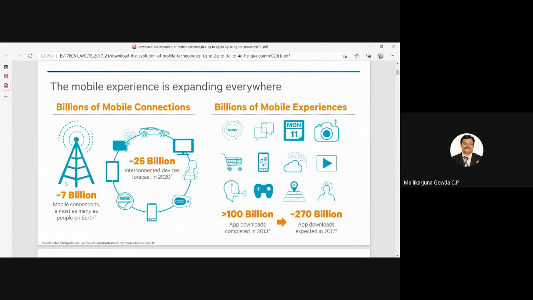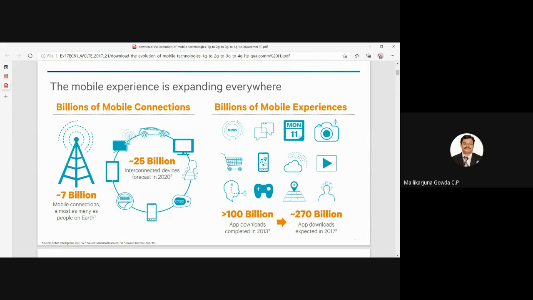What is the first point? Showing the usage of mobile, billions of mobile connections are there. He has told approximately 7 billion mobile connections, almost as many as people on the earth. Now it may be more than that, because one person is having more than one connection. So it is more than 7 billion, no doubt. That's why I said don't worry about the statistics.